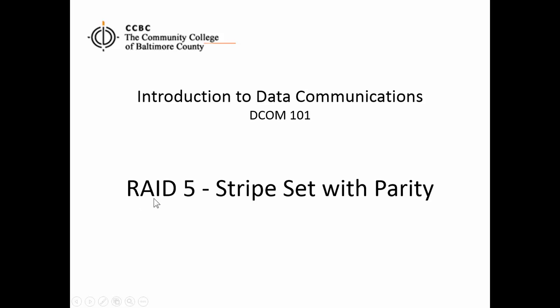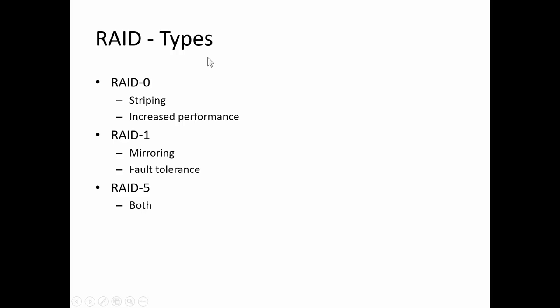In this section, we will discuss RAID level 5, which is also called a stripe set with parity. As you know, RAID stands for Redundant Array of Integrated Disks. And we have different types of RAIDs.